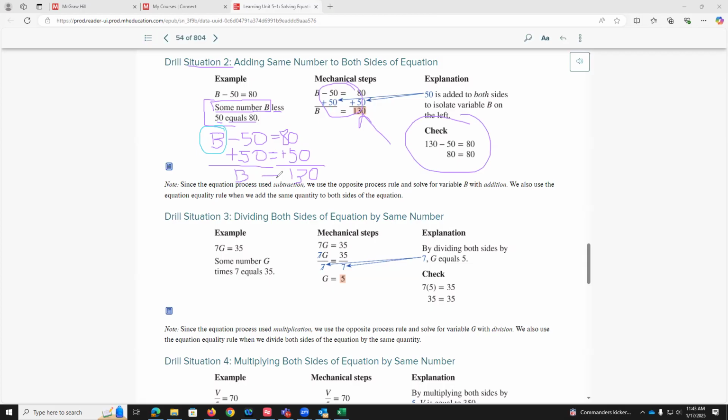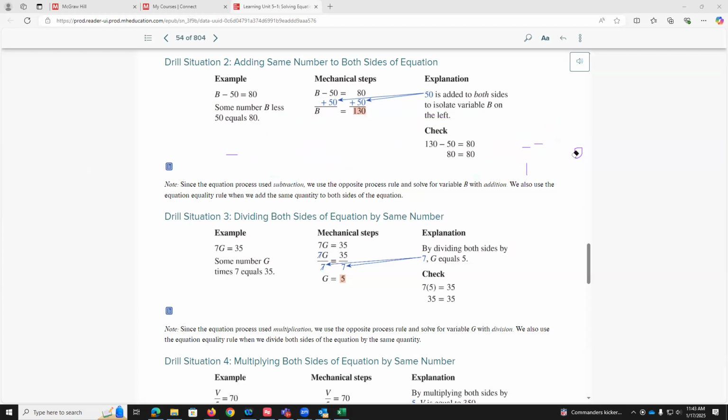We found out that B equals 130. So we basically just take our original equation, B minus 50 equals 80. Okay, now our B was 130. 130 minus 50. And you can put that in your calculator, or maybe you can do it in your head. But we want to check and see, is that true or false? It's true. So that means our answer is correct. So keep in mind, like I said, you can always check your answers.